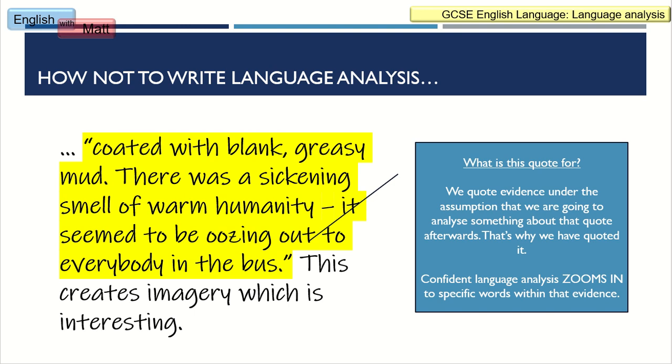But what they've done is opt to make a generalized comment about imagery. This creates imagery, which is interesting. Well, what imagery? Why is it interesting? What specific imagery do we have? This would not do very well in a language task, and it would not be GCSE standard. So what the student needs to do is shorten the quote and pick on specific words, not just quote something and then move on. That's what this Crunchit activity is designed to do.